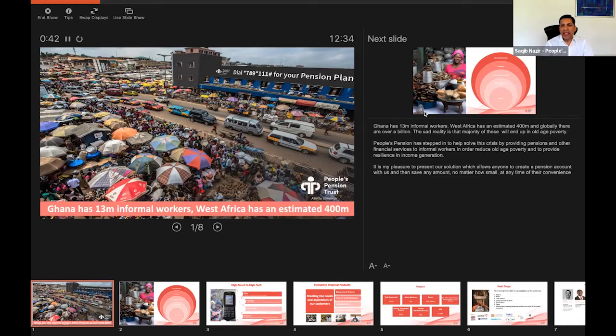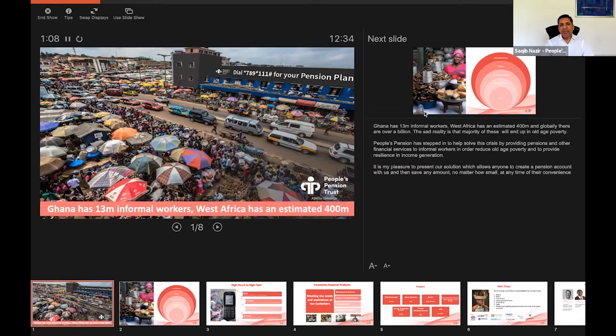These are farmers, traders, construction workers, hawkers, and sometimes even computer engineers and graphic designers, and maybe architects at the high level who work for themselves. But for sure, the informal economy is huge, and you can scale this across West Africa. West Africa has an estimated 400 million workers, and globally, there are over a billion. The reality, unfortunately, is that the majority of these will end up in old age poverty.